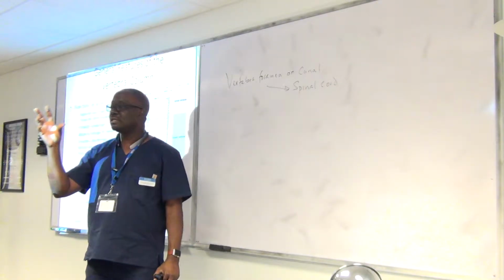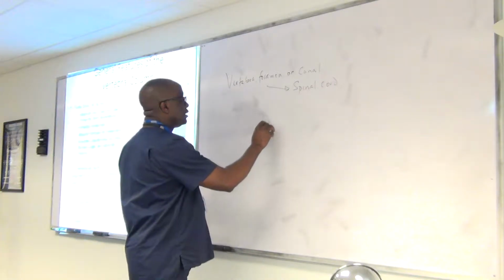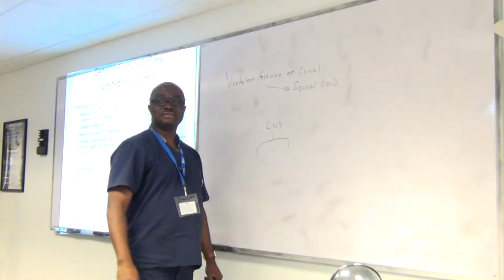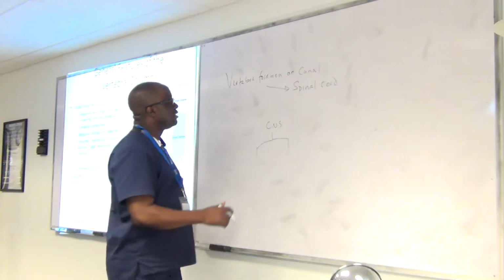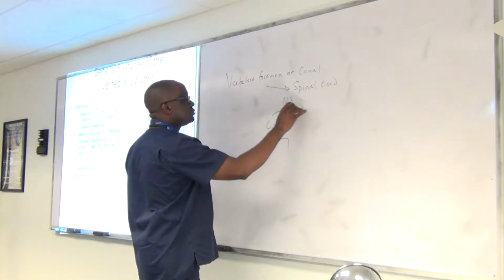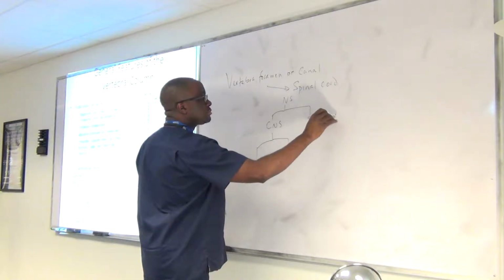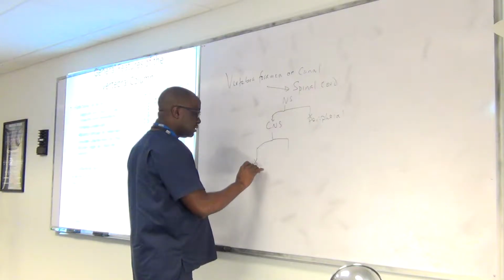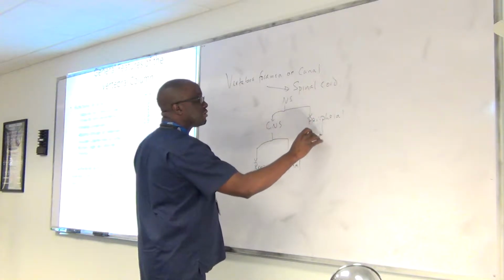Remember, the central nervous system is the brain and the spinal cord. The nervous system is divided into two: the central nervous system and the peripheral. The central nervous system is the brain and the spinal cord, while the peripheral is everything else.